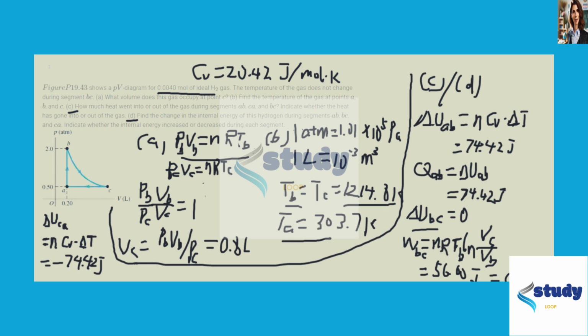And for the work done in this process, as you can see, the pressure is constant, so the work formula is easy. It's simply P times delta V, and delta V equals VA minus VC. So the work is negative 30.30 joules.